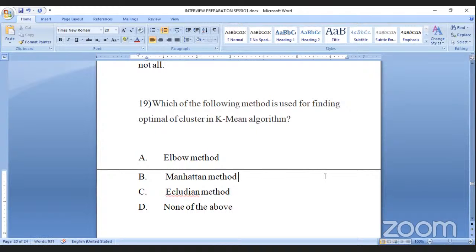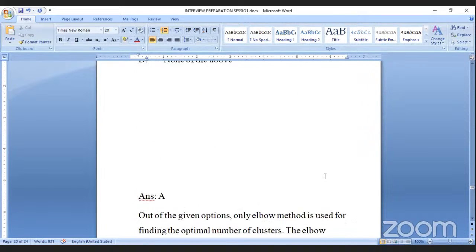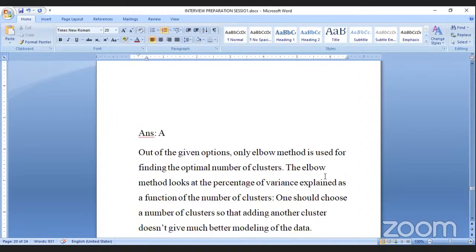Option A, elbow method; option B, Manhattan; option C, Euclidean; option D, none of these. A, C, A. Good responses. Others, please. Okay, very good, friends. Nice try. So let's move to the answer. The answer is option A, elbow method.